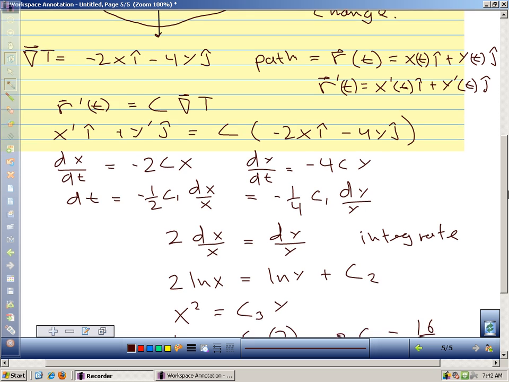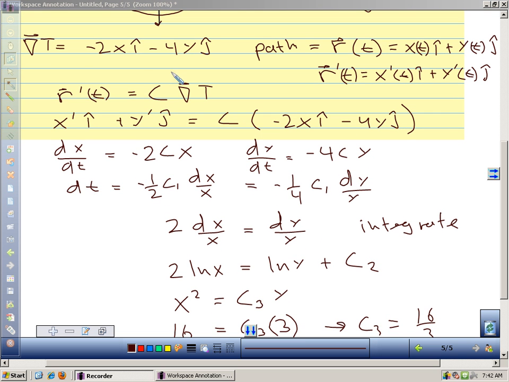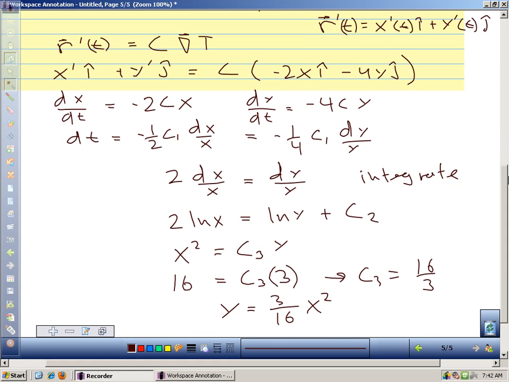And the crux of the problem was that we recognized that the gradient and the velocity vector pointed in the same direction, so we could equate them. I really like this kind of problem. Why do you like it so much? It's just a fun problem.